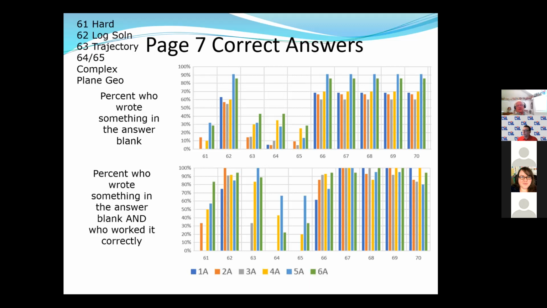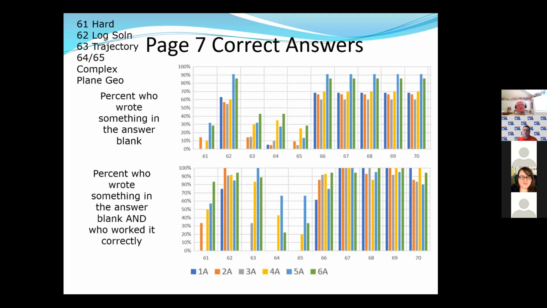Again, on the last page, state and geometry problems, with the exception of the logarithmic solution, which, by the way, of the 60% of people who tried it, looks like about 85 or 90% got it correct. So for problem 62, for those of you that maybe don't teach how to do those logarithmic solutions, it might be worthwhile. That might be something you consider focusing on, because the students that know how to do it tend to get it correct. At least that's my conclusion.